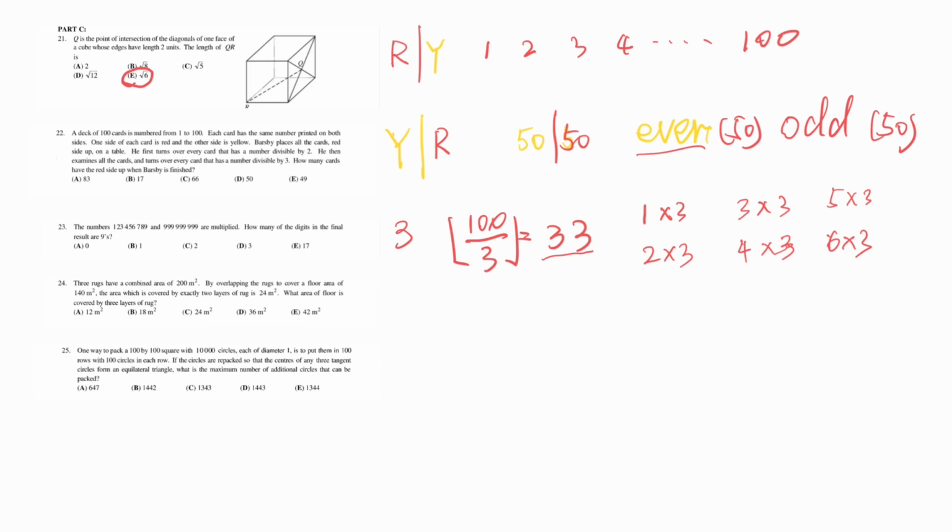So how many odd, how many even? 33 times 3, that's 99. The total is 17 odd numbers. So 2, 4, 6 up to 32 times 3. So that's 16 numbers. The count is 16. 16 are even and 17 are odd.